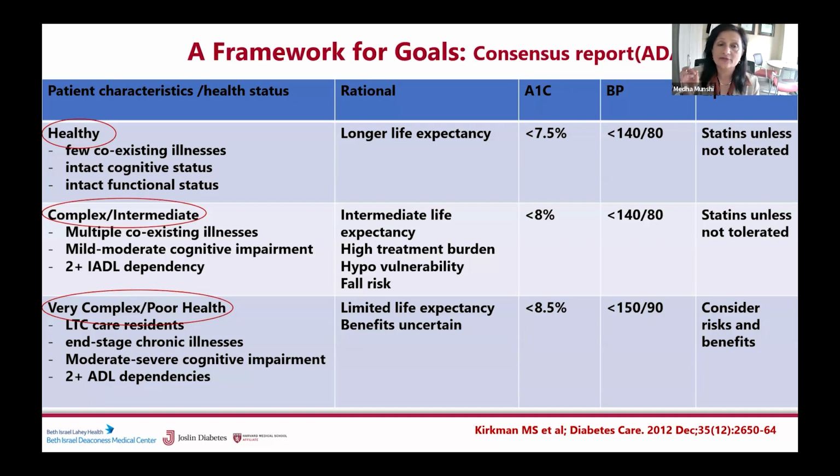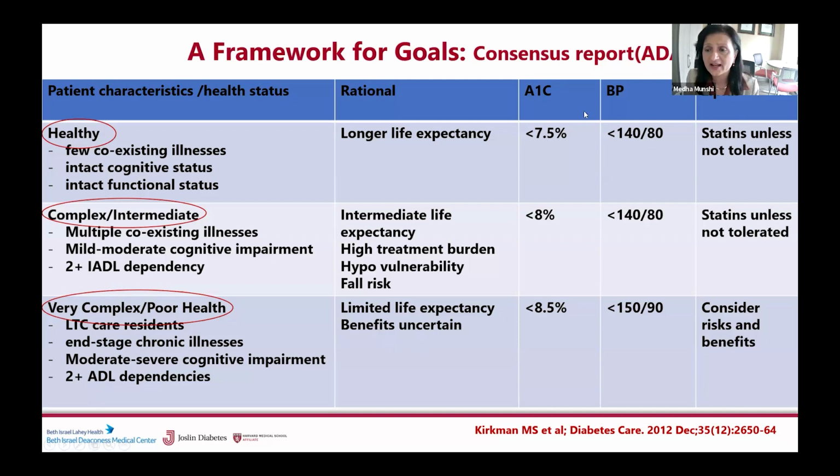If people have few coexisting illnesses, intact cognitive status, and intact functional status, then they are in a healthy group. The flip side or the other side of the spectrum, long-term care residents, end-stage chronic illnesses, moderate to severe cognitive impairment, or more than 2 ADL dependency, then they are in a poor health, and a lot of the rest of them kind of fall in between.